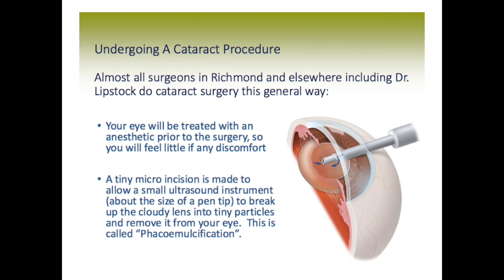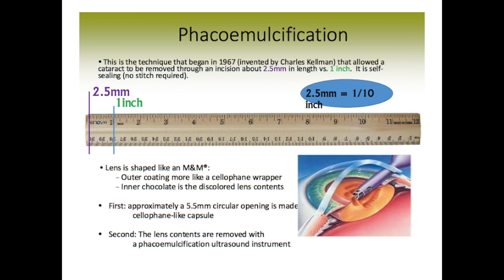Almost all surgeons in the Richmond area and elsewhere, including myself, do cataract surgery in this general way. First, your eye will be treated with some form of anesthetic prior to the surgery, so you will feel little, if any, discomfort. Then, a tiny microscopic incision is made to allow a small ultrasound instrument about the size of a pen tip to break up the cloudy lens into tiny particles and remove it from your eye. This technique is called phacoemulsification.